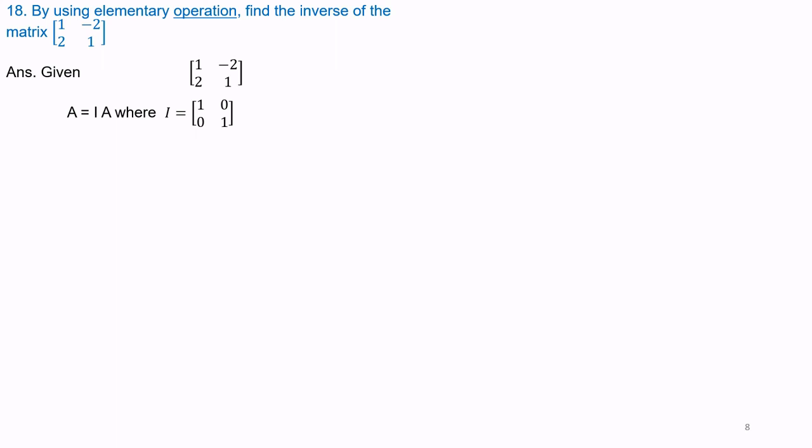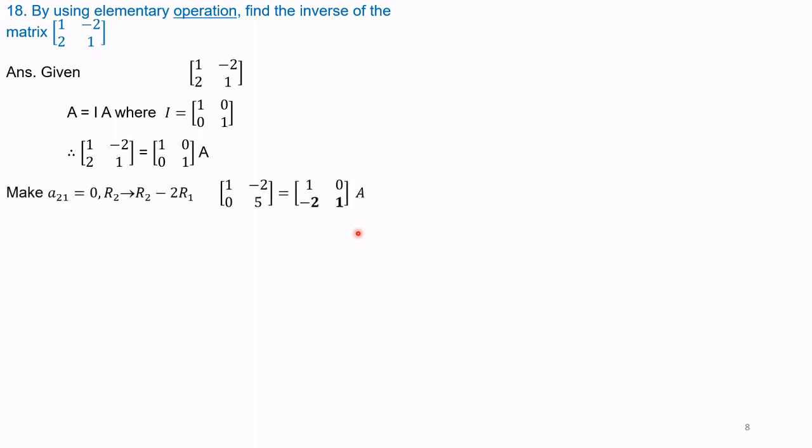So we know A is equal to IA, where I is the identity matrix [1 0; 0 1]. Therefore, substituting the values of A and I, we get [1 -2; 2 1] = [1 0; 0 1] A.